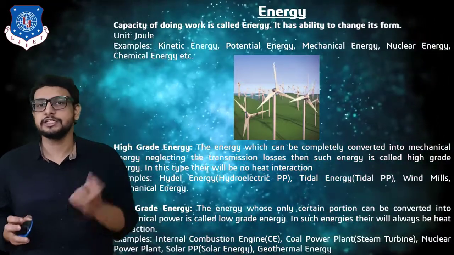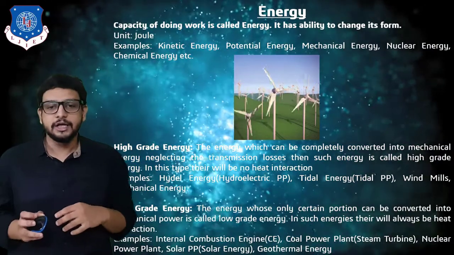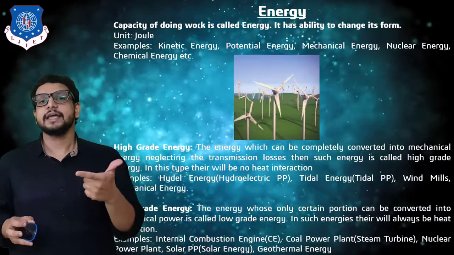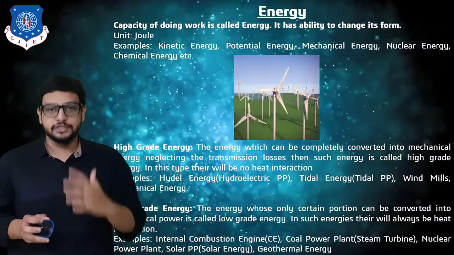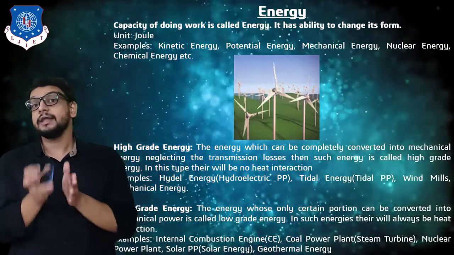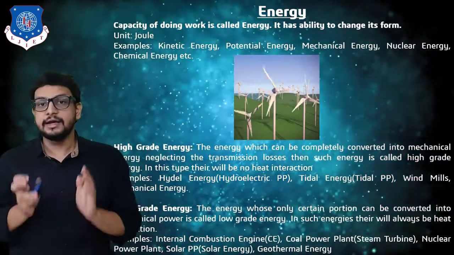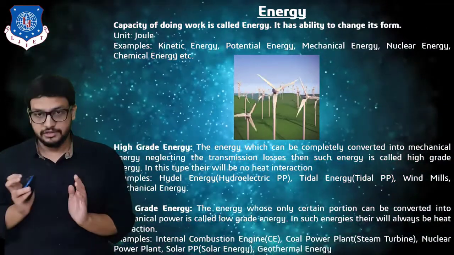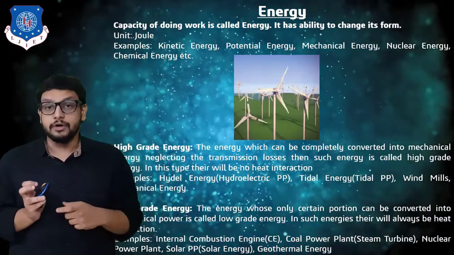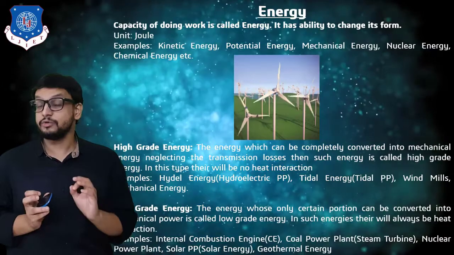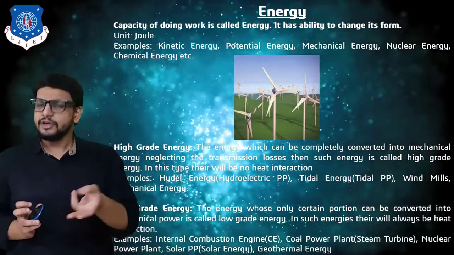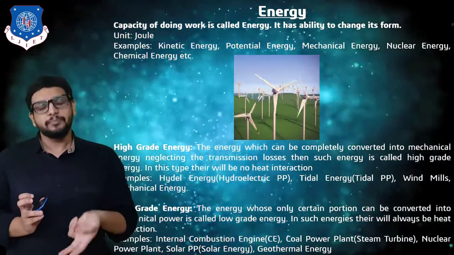That is a change in energy from kinetic to mechanical energy. Now what we need to focus on in this topic is what is high grade energy, and second, what is low grade energy. High grade energy is the one whose conversion into mechanical power is completely done, neglecting transmission losses. Mechanical power means the rotational motion, that is, shaft power. So whichever energy whose conversion is almost 90% possible into mechanical power, such energy is called high grade energy.